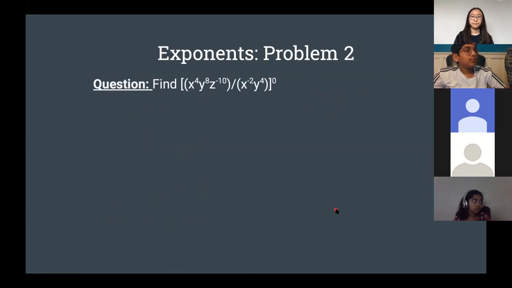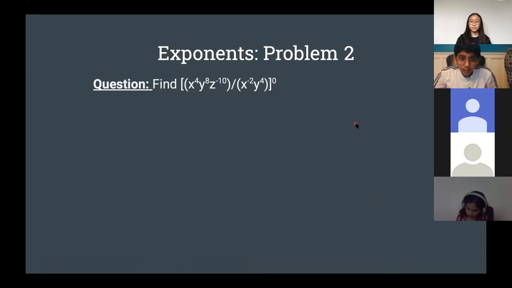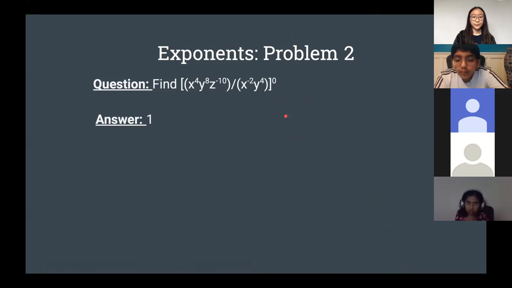Okay, next one. Make sure you read it carefully. It's not as hard as it looks, I promise. Okay, great job. You remembered that anything to the 0 power is 1.